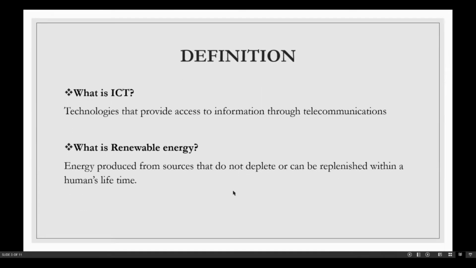Next, we will continue with our definitions. Now, what is ICT? ICT is the technology that provides access to information through telecommunication. It is similar to information technology, but it's more focused primarily on communication technology. This includes the internet, wireless networks, cell phones, and other communication mediums.